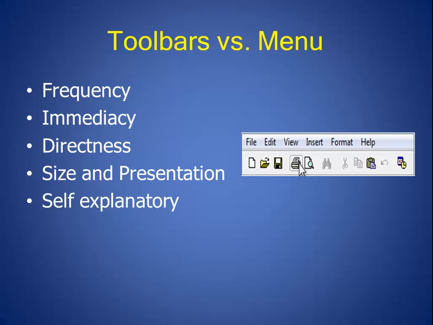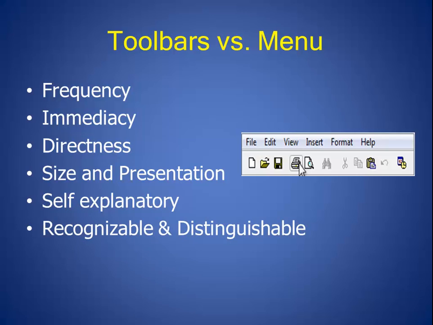Self-explanatory. Toolbars need to use self-explanatory icons for efficient use. As seen in the picture, almost all of those icons convey their respective functions. Recognizable and distinguishable. For toolbar commands, distinctive location, shape, and color make icons recognizable and distinguishable, while in a menu, everything is dependent on labels.